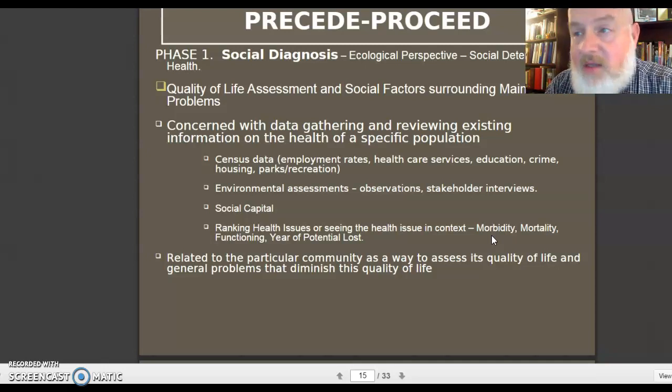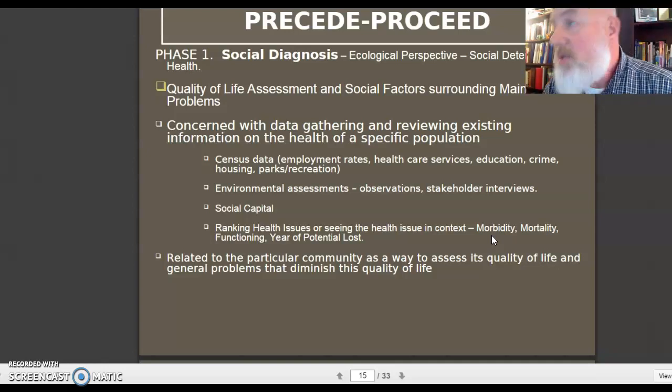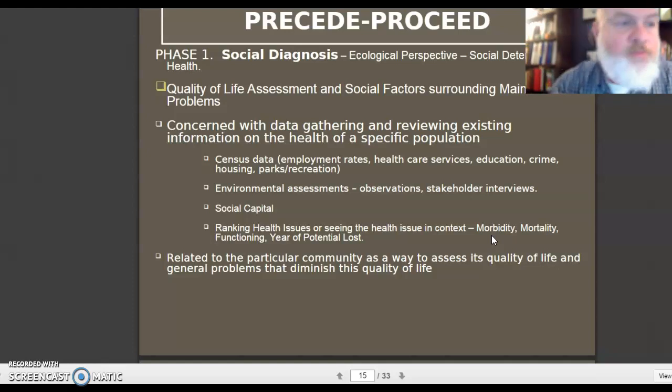So, well, where do I get that? You can go through census data, you can get employment rates, healthcare services, education, crime, housing, parks, recreation, all those kinds of things. Maybe you are also going to gather information regarding environmental assessments. What are some observations? What about stakeholder interviews? These are important people within your communities that can give you some background information, especially if you're not a part of the community. What about social capital? That's a whole other area, but that is also something.